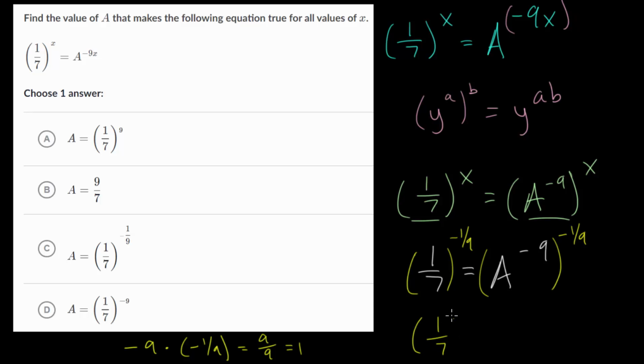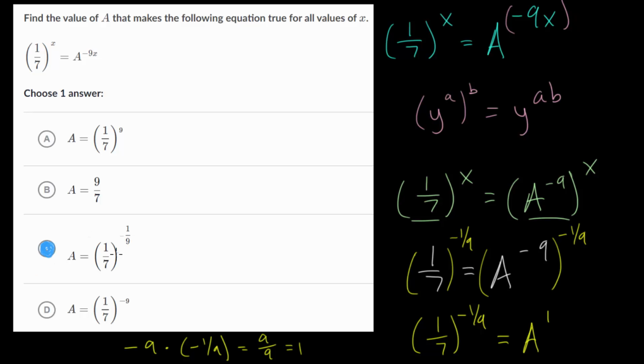So we get 1/7 raised to the minus 1/9 power, and this is equal to a to the first power. So we found our a value. It's just 1/7 raised to the minus 1/9 power. So that looks to be choice letter C.